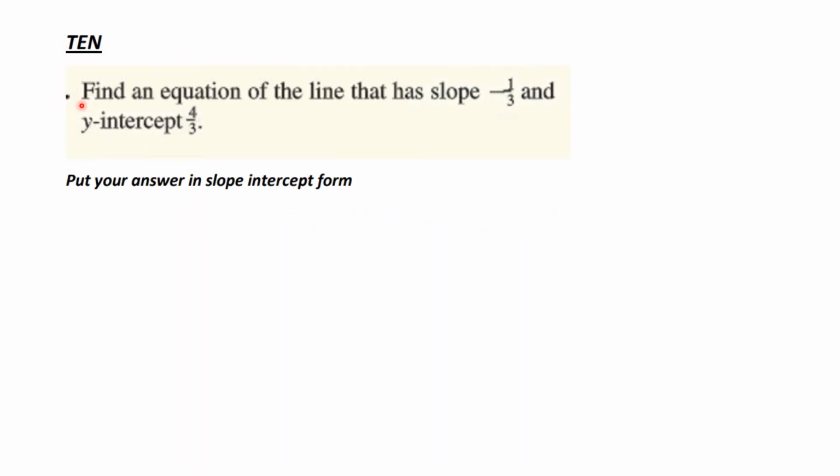Here we were to find an equation of the line that has a slope of minus 1/3 and a y-intercept of 4 over 3. And I ask you to put the answer in slope-intercept form. And this can almost be done by inspection. All the problems won't be this easy, but this one was. And that would be 10 points, right or wrong.